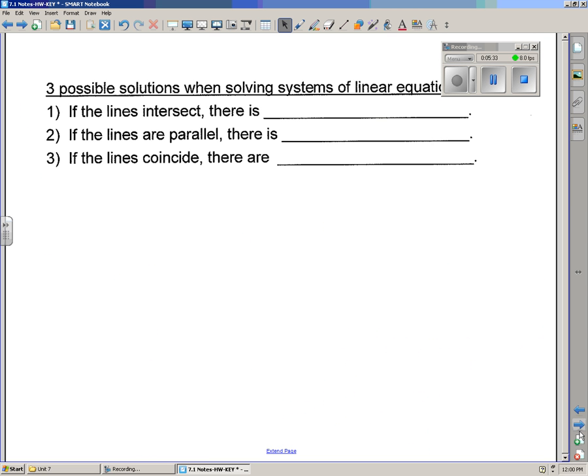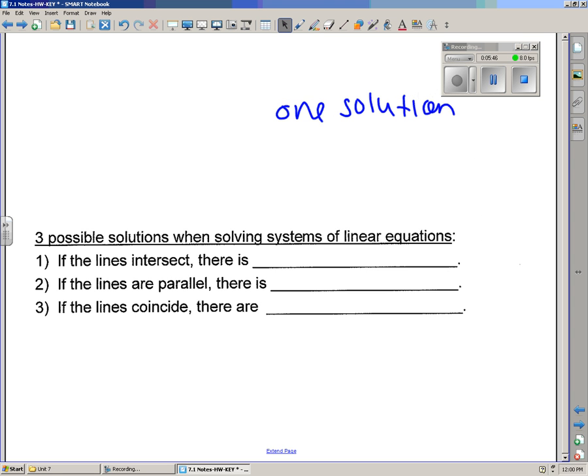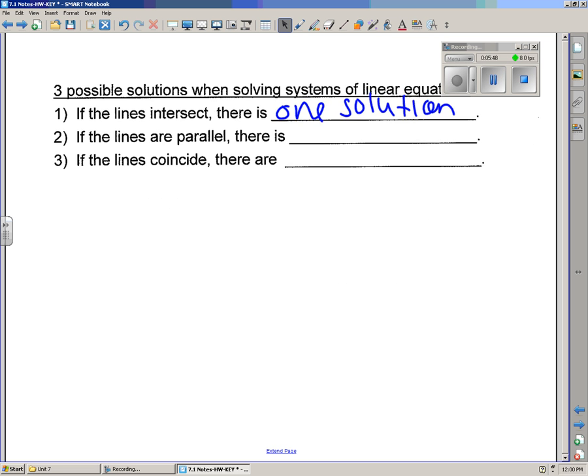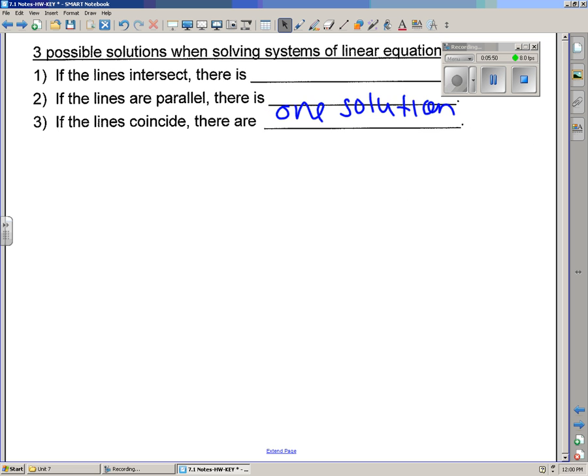Okay, so that's what we're filling in the blank here. Three possible solutions when solving a system of linear equations. If the lines intersect, there is one solution. And that solution is going to be an ordered pair x comma y.